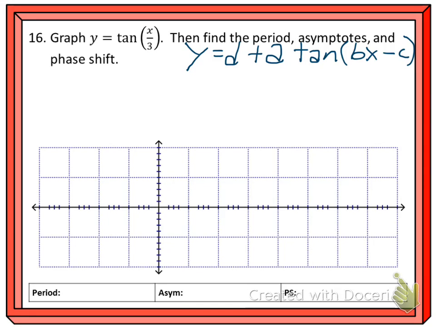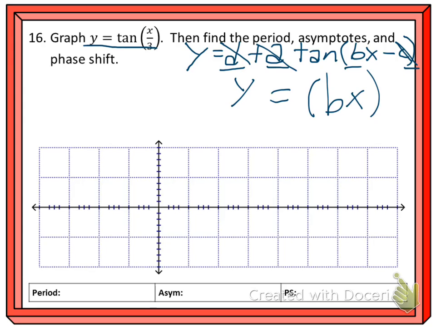Hello, fellow Pre-Calc students. To start correcting this number 16, I'm going to refer to the formula of a tan graph, which is y equals d plus a tangent of bx minus c. Now, we look at the equation that was given to us, which is y equals tan of x over 3, and we see that there's not any d or a component to it, and there's no c either. So we're really just dealing with y equals bx.